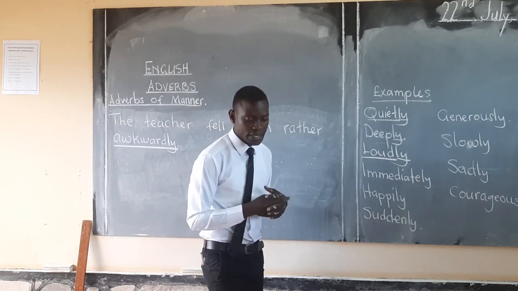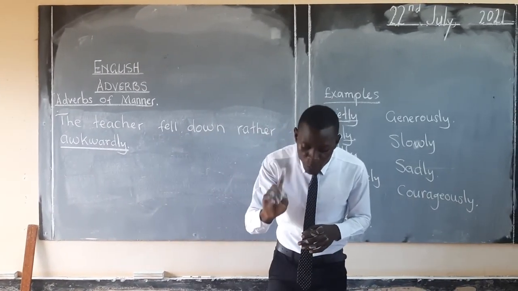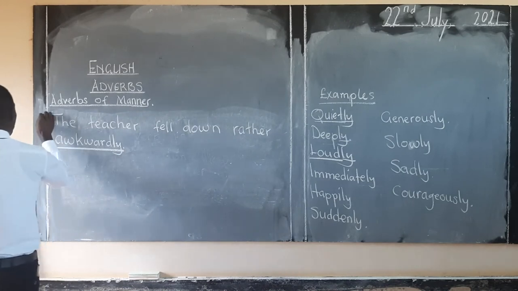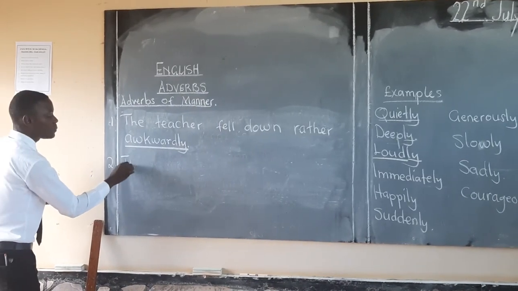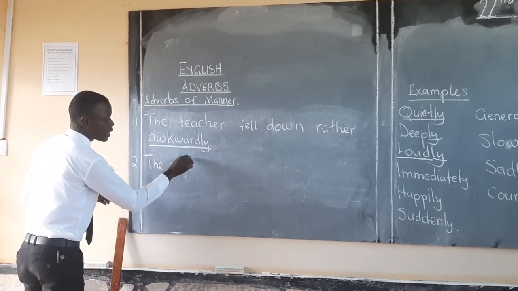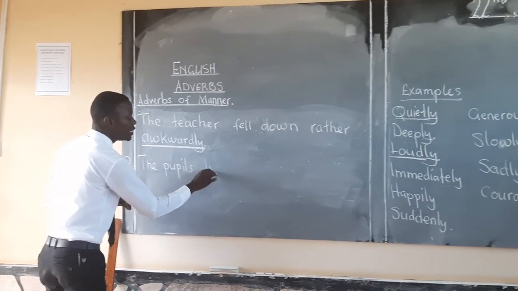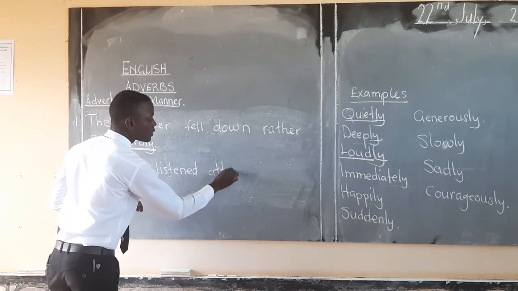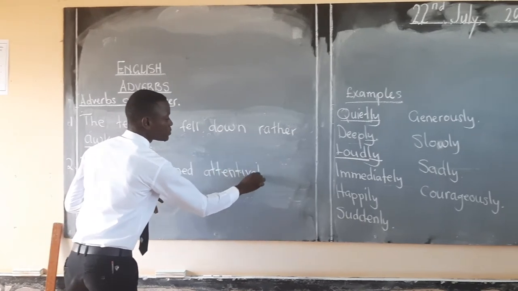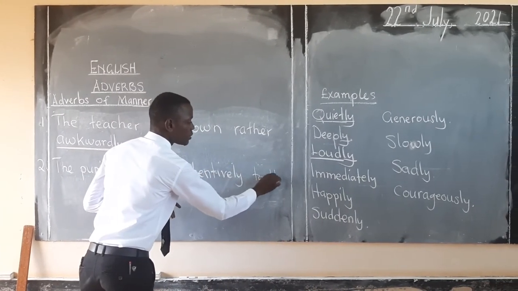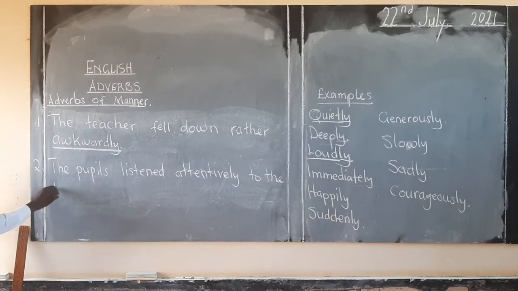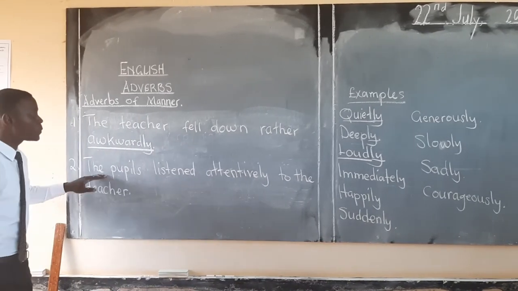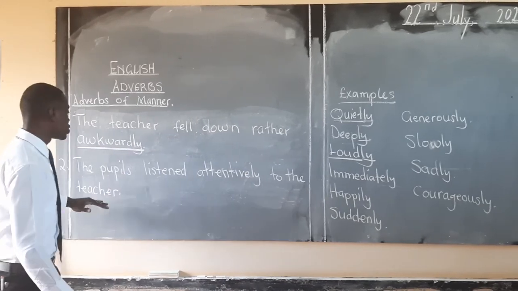I'm going to give you another example: the pupils listened attentively to the teacher. So this is number one. Number two, we say, the pupils listened attentively to the teacher. So the second sentence says, the pupils listened attentively to the teacher.